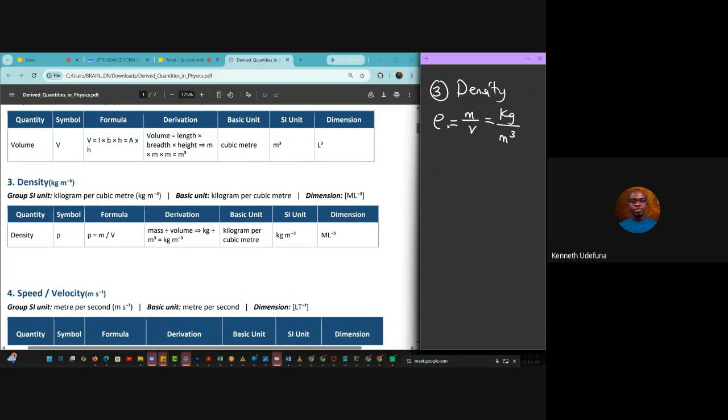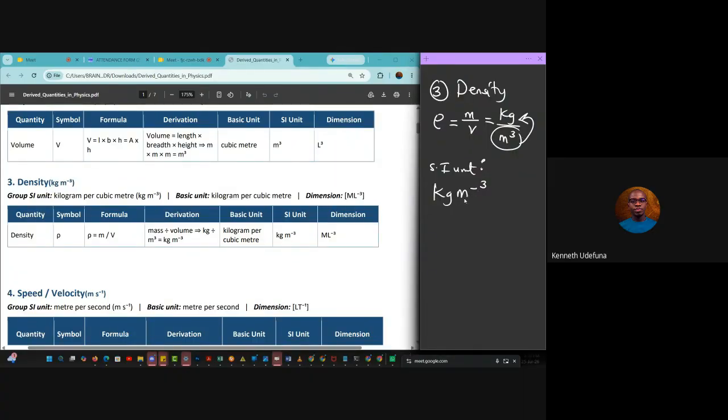So if you now rewrite this properly, how would the unit be? The unit is going to be kilogram, and because of this over, if you bring this number on top, it now becomes m to the power minus 3. Remember that it was positive when it was below. But as soon as I bring it on top, because of this over, the positive 3 changes to negative 3. And that is why I have it as minus 3.